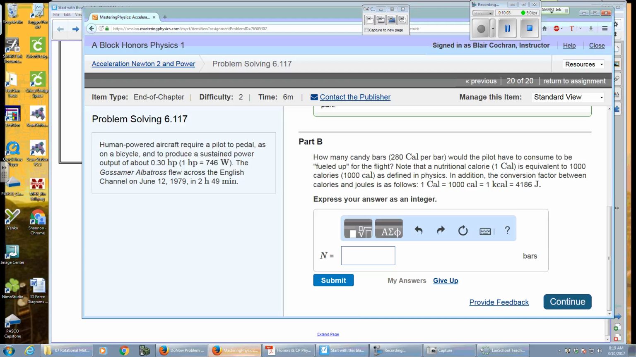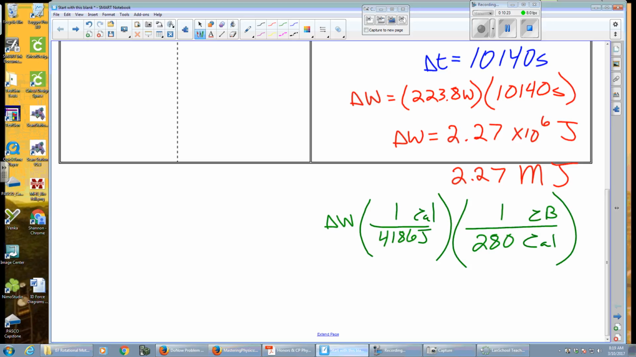Well, one big Cal, which is a kilocalorie, equals this many joules. But it's 280 big C Cals. Those are also sometimes called food calories or nutritional. Ooh, make it feel good.